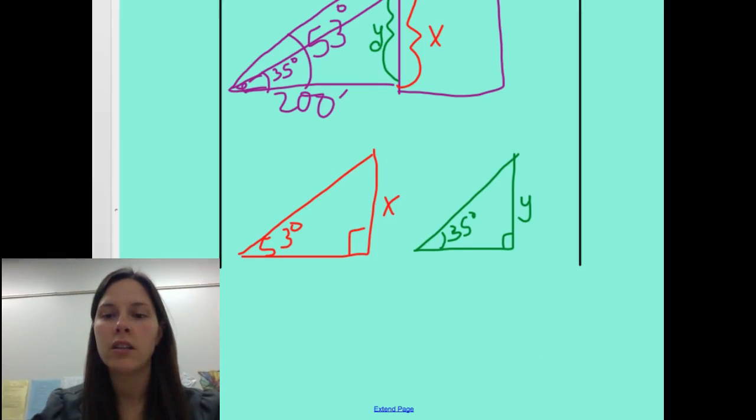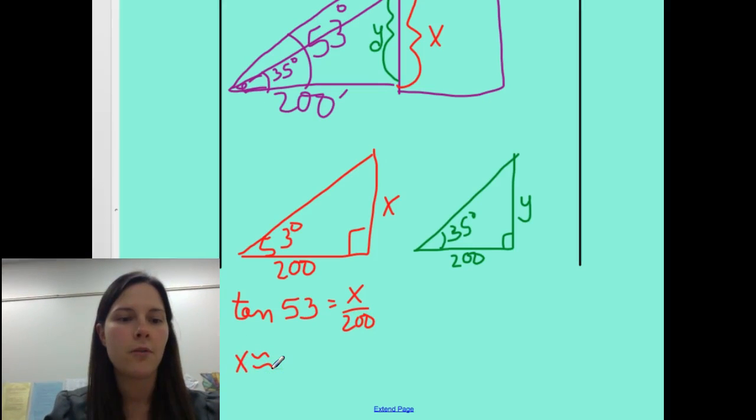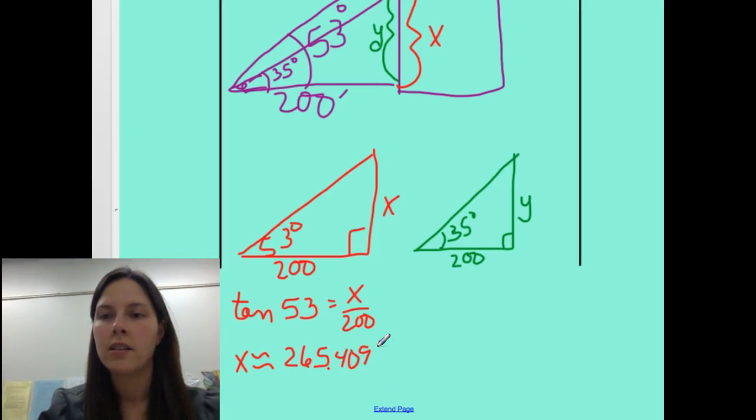So setting up each of these triangles, my red triangle to the top of the smokestack, forgot to label, they're both at a point 200 feet away from the building. So my red triangle, we're looking for the opposite, and we have the adjacent, so we're going to set up tangent of the angle equals opposite over adjacent. So we're going to multiply both sides by 200 to solve. So 200 times the tangent of 53 is approximately 265.409 feet.